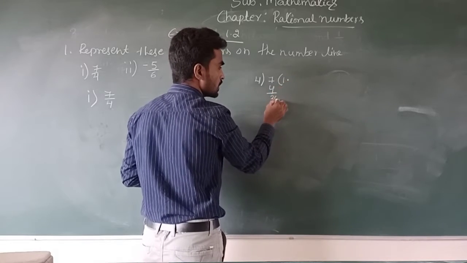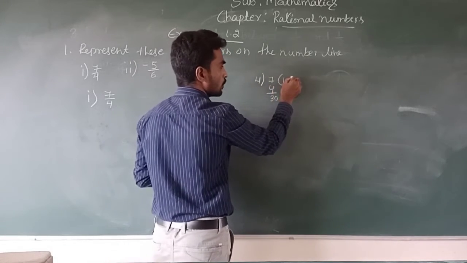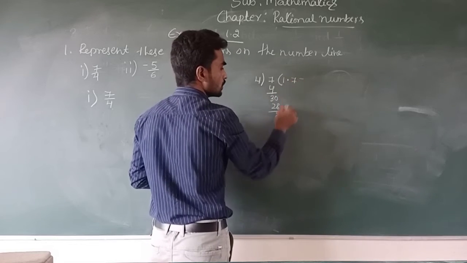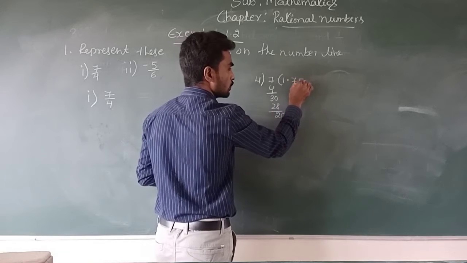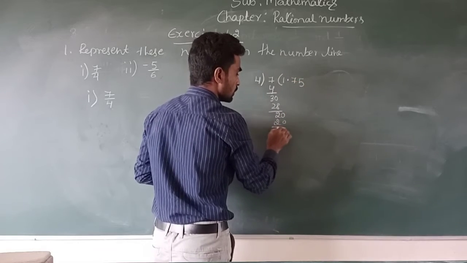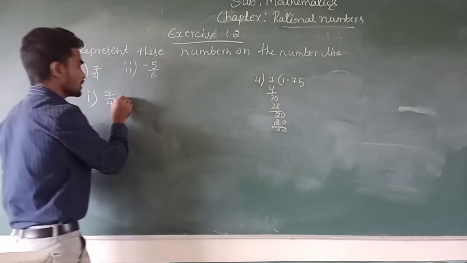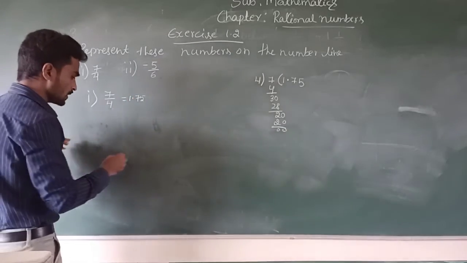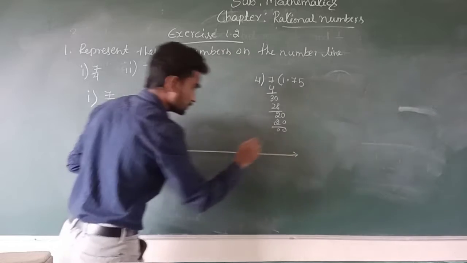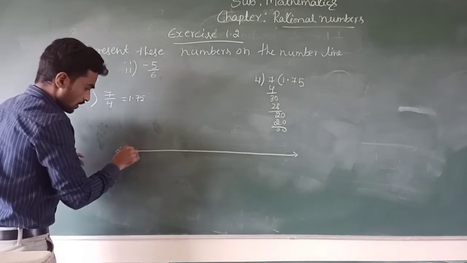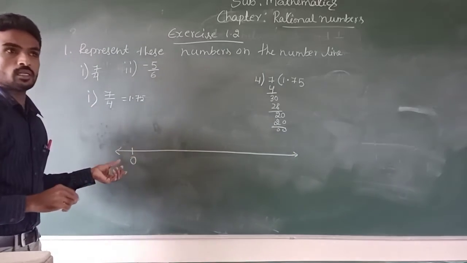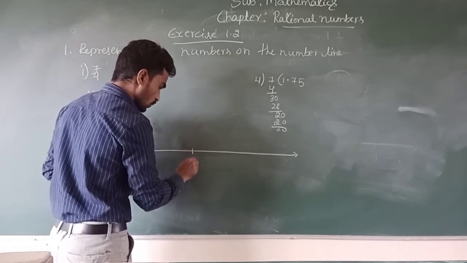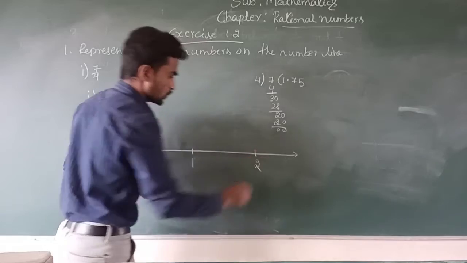Then put a decimal point and take 0. Then 4 sevens are 28, 2 is the remainder. Then put 0, 4 fives are 20. Then the value of 7 by 4 is 1.75. We already know the representation of whole numbers on the number line. Here 0 is there, this is 1, this is 2.